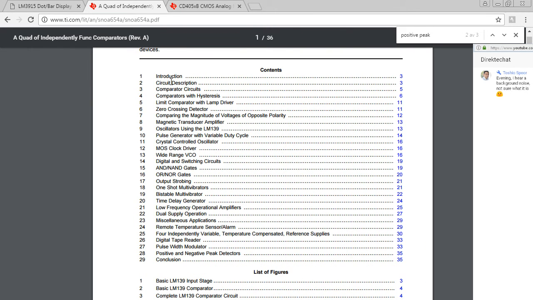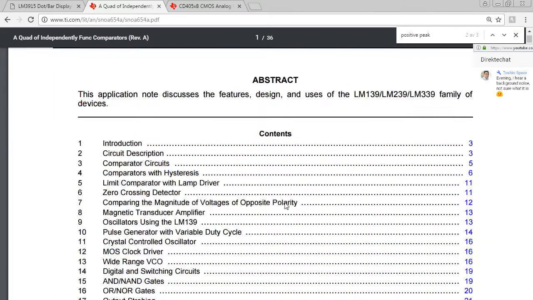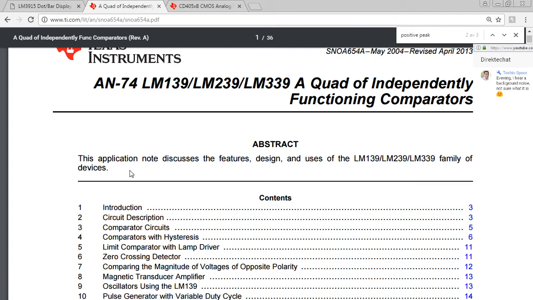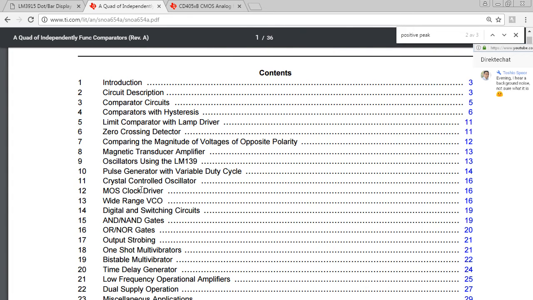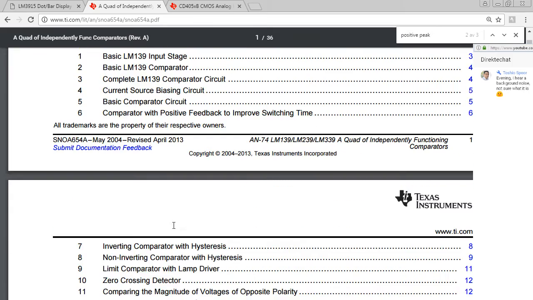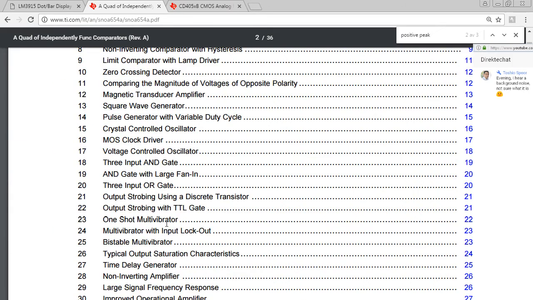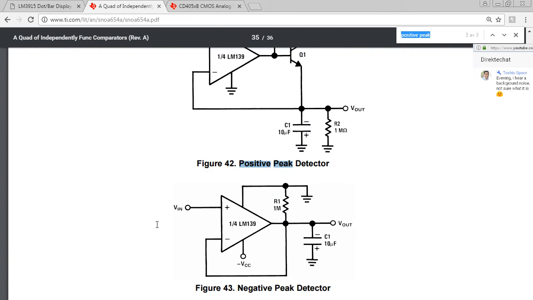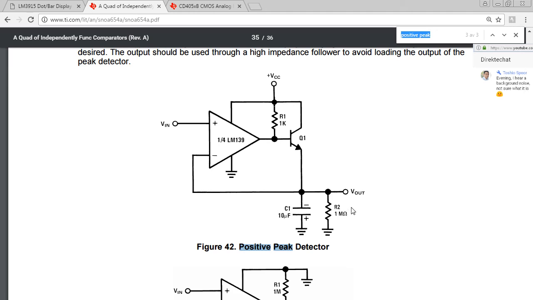See here, this big list of examples, application notes. So you can see MOS clock driver, pulse width modulation, one-shot multivibrator, it's a lot of stuff. But down here you can see it has positive peak detector. So let's get there. Positive peak. There. And this is the circuit I have made actually.